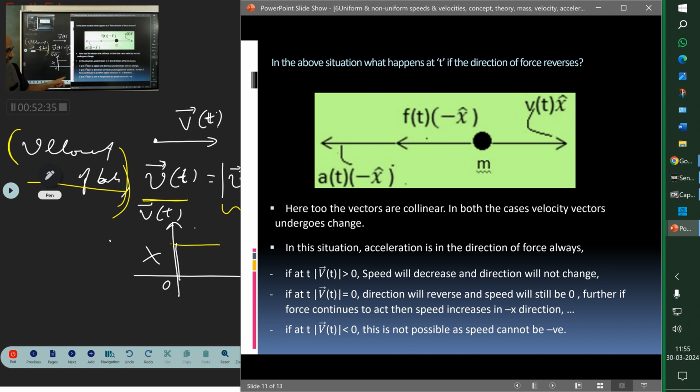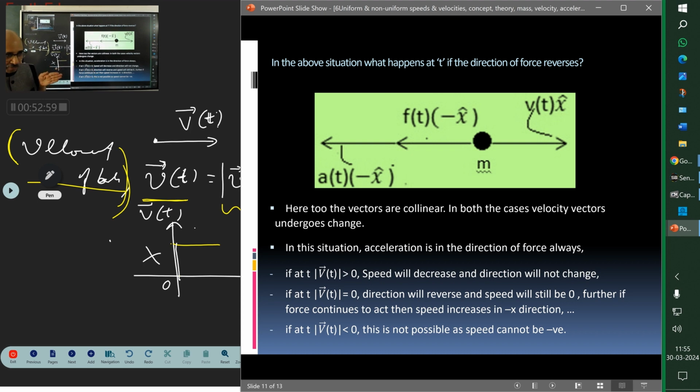Now, you told the direction will reverse and speed will still be 0. But the direction will reverse when the force continues to act, no sir? Here at the time t, if the body was at rest, the direction will reverse.